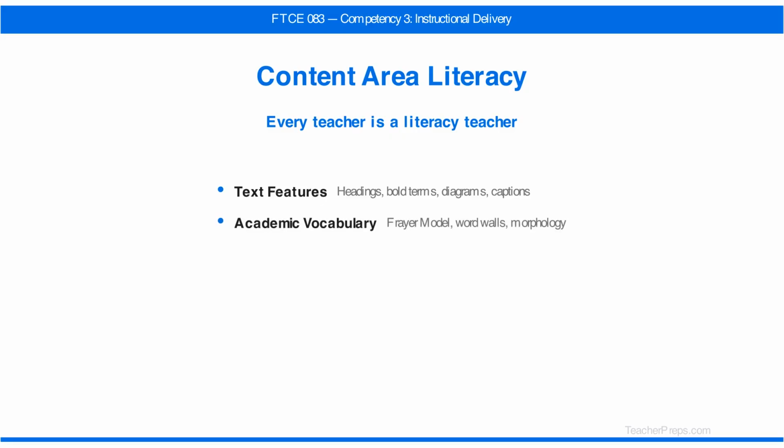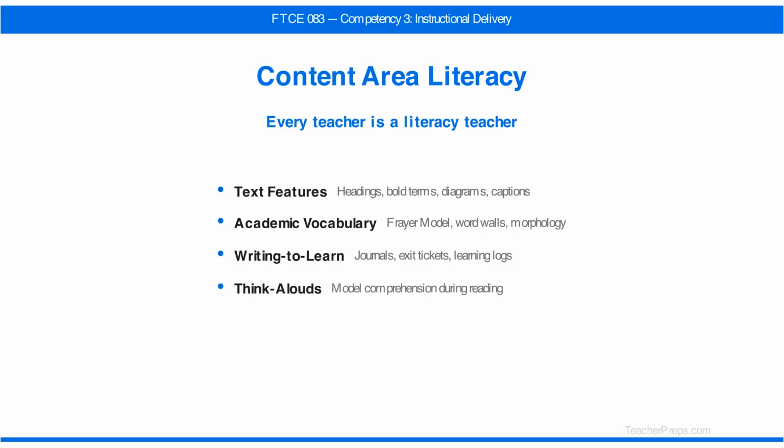First, teach text features, headings, bold terms, diagrams, captions, sidebars, and glossaries. Science texts are loaded with diagrams and data tables. Social studies texts use primary source excerpts and maps. Students need explicit instruction in how to navigate these structures. Second, teach academic vocabulary explicitly. Use the Frayer model, which has 4 quadrants: definition, characteristics, examples, and non-examples. Also use word walls and morphology instruction, teaching roots, prefixes, and suffixes.